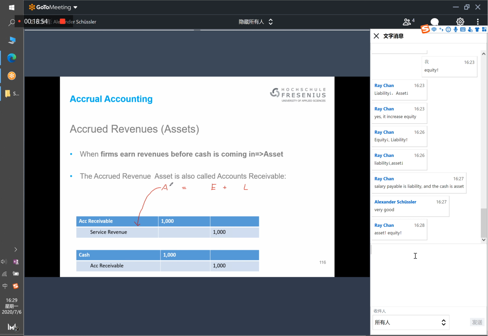Account receivable is an asset, because with an account receivable, the firm has the right to receive the money in the future. And service revenue is revenue, goes into the income statement and eventually increases our equity. Very good.